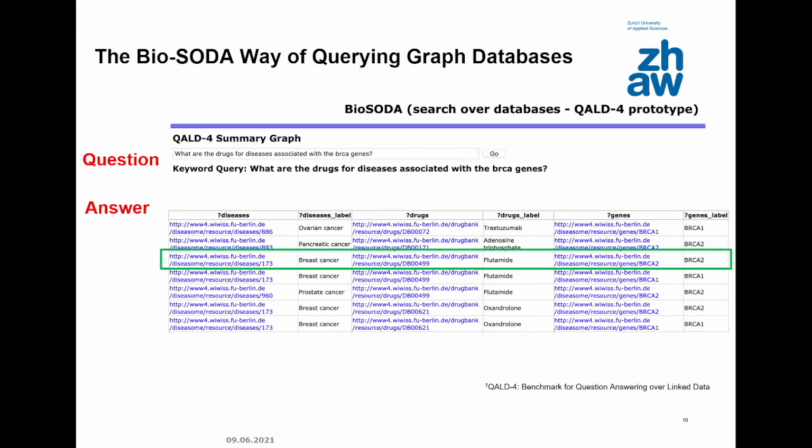So what do we see in here? What are the drugs for diseases associated with breast cancer genes? Here, there is a breast cancer gene, BRCA2. It is associated with breast cancer, and what is the drug? Flutamide. Maybe some of you know. I have no idea what it is, but could be an answer, right? So good, the system gave me an answer.